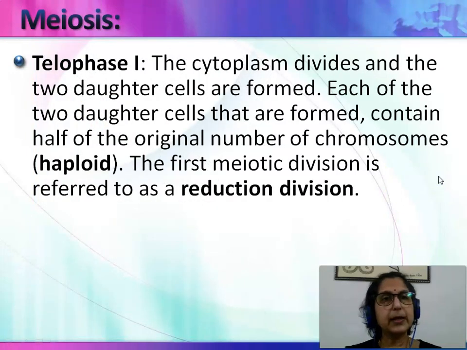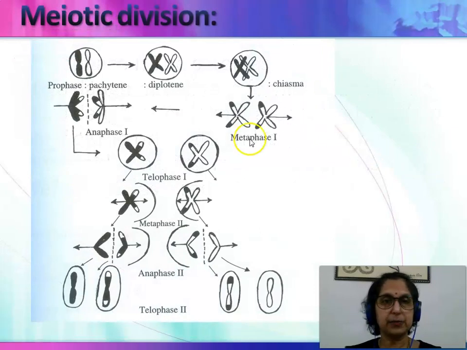Next, we go on to the telophase 1. Herein, the cytoplasm divides and the two daughter cells are formed. Each of the two daughter cells that are formed contain half the number of the original chromosomes. That is, they are haploid. The first meiotic division is therefore referred to as a reduction division. So that's what's seen here in the telophase 1 stage, where the entire chromosome along with the nuclear membrane is restored and it has got haploid number of chromosomes.